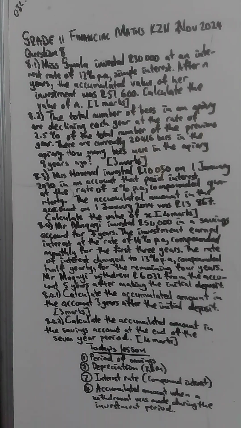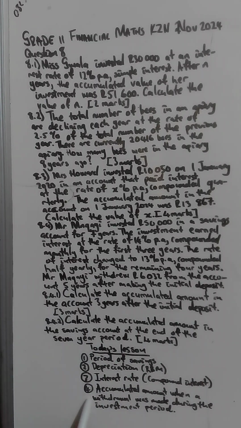Number 3, they also wanted to find out the interest rate, considering that you had been given a scenario which used compound interest, and how to find this interest rate. And last but not least, you don't want to miss number 4. What were they focusing on? They wanted an accumulated amount when a withdrawal had been made during the investment period, right? So how to calculate that?